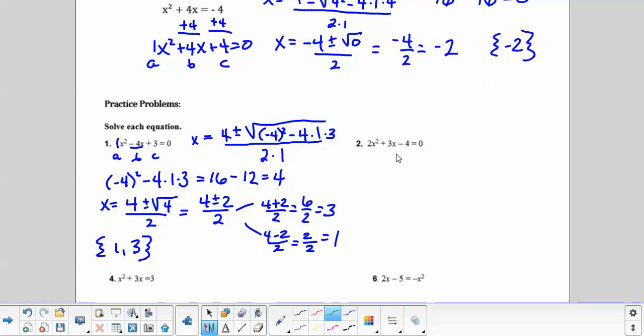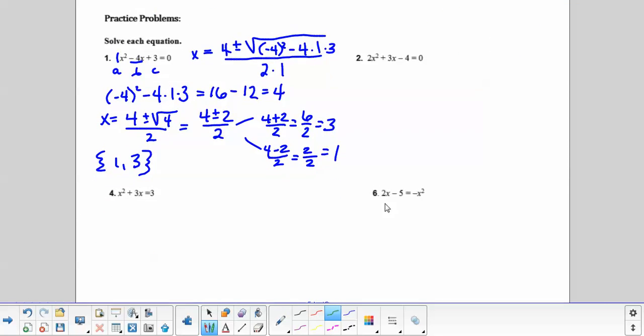Okay, I'm going to save problem 2 for you to do in just a minute. I'm going to do another problem. Let me try the last one. In the last problem, I do not have one side equaling 0, so I'm going to add x squared to both sides, like that, and write it in standard form so that the x squared comes first. So you have x squared plus 2x minus 5 equals 0.